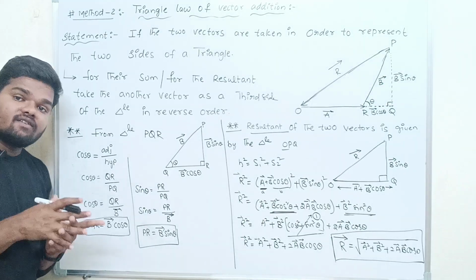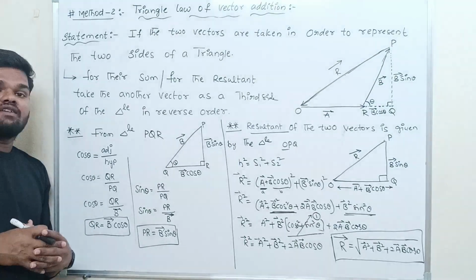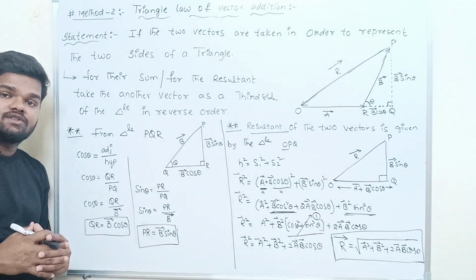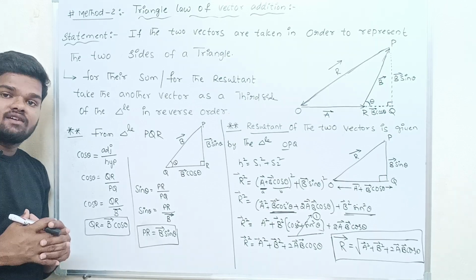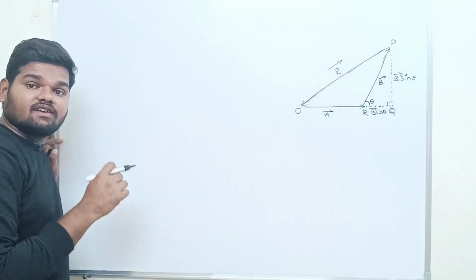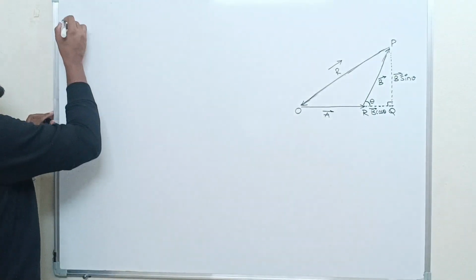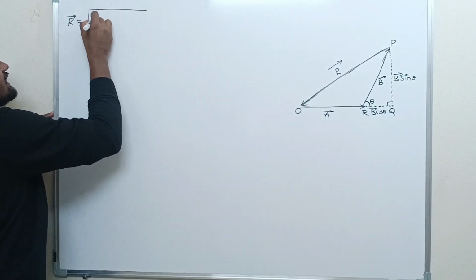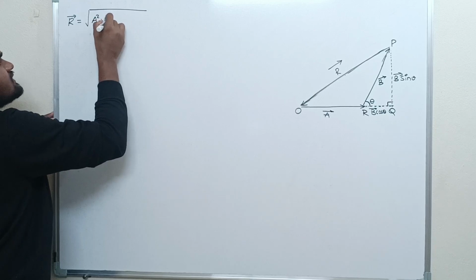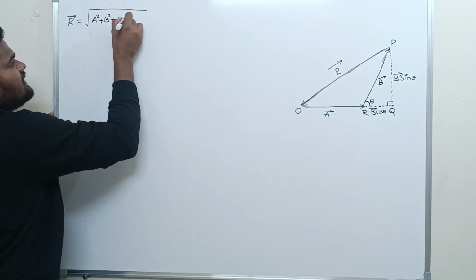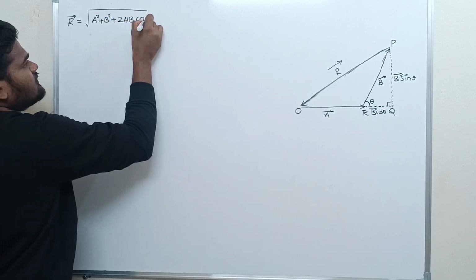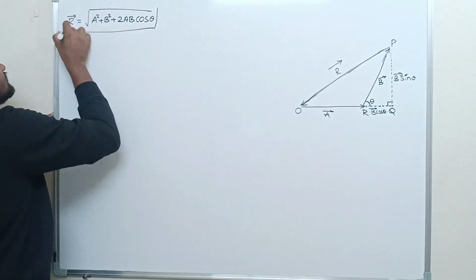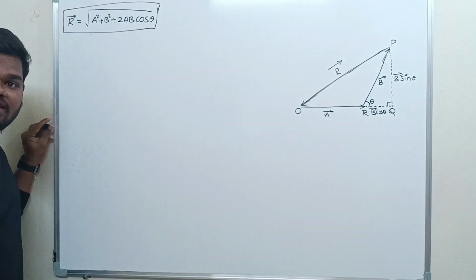So pause the video and write the notes. 3, 2, 1, go. Right. So what is the resultant of two vectors we got? R bar is equal to under root of A square plus B square plus 2AB cos theta. So we got this formula.